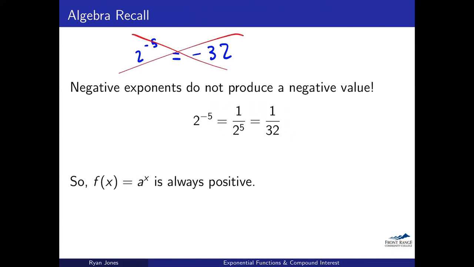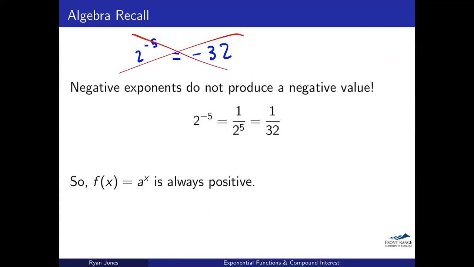What we want to remember, and this is just algebra, so this should just be recall, is that the 2 to the -5 right here, we can rewrite as 1 over 2 to the 5th. We can take the reciprocal of it. And so when I have that negative exponent, I just treat it as a positive exponent, but in a denominator. And so then I end up with 1 over 32.